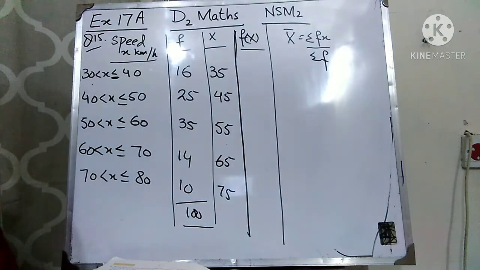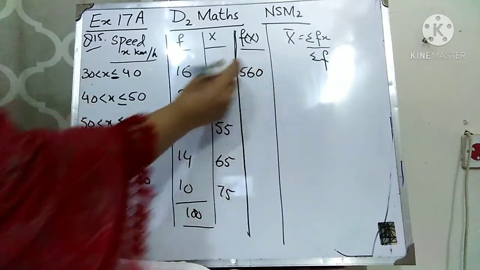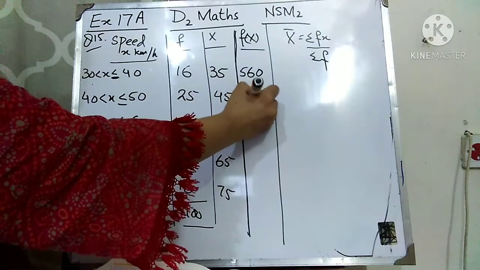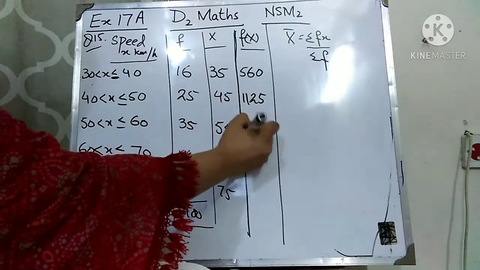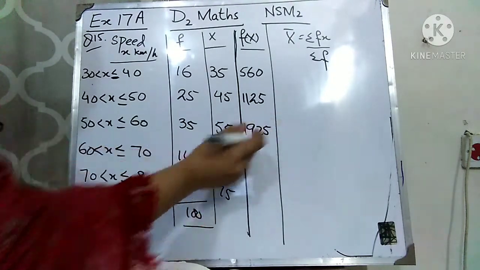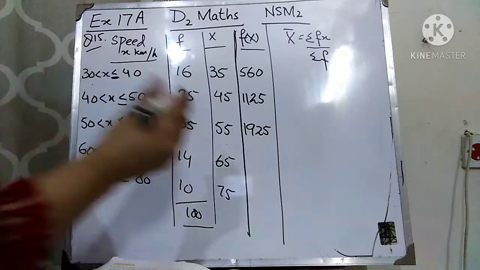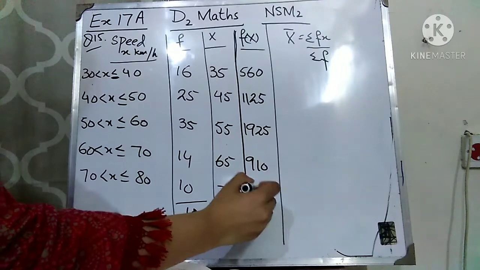16 35s are 560. Now multiply 25 and 45, you will get 1125. Now multiply 35 and 55, you will get 1925. In the same way multiply 14 with 65, you will get 910. In the same way multiply 75 with 10, you will get 750.